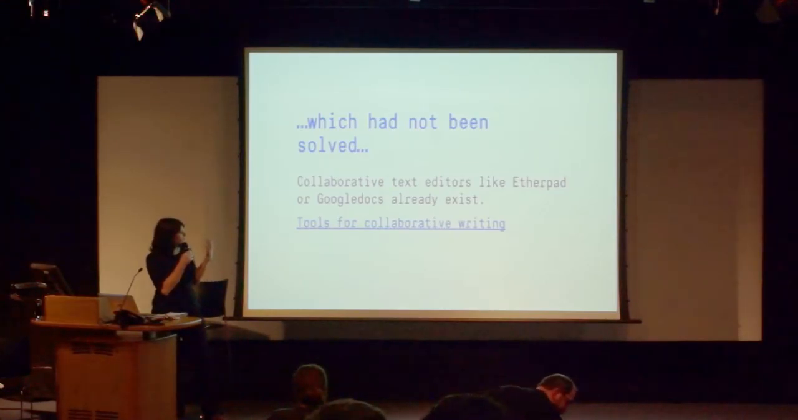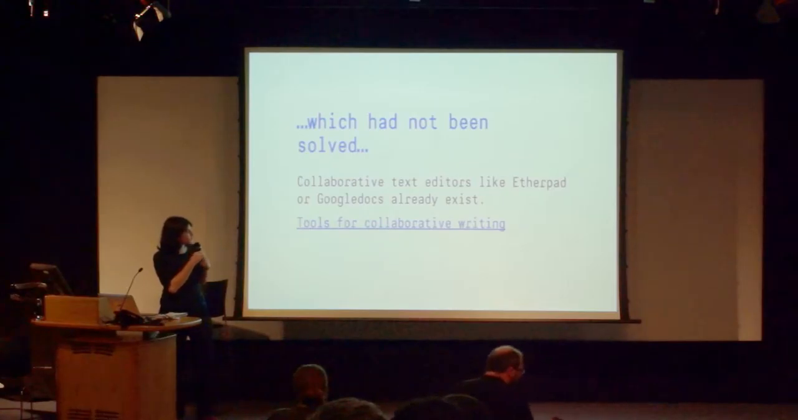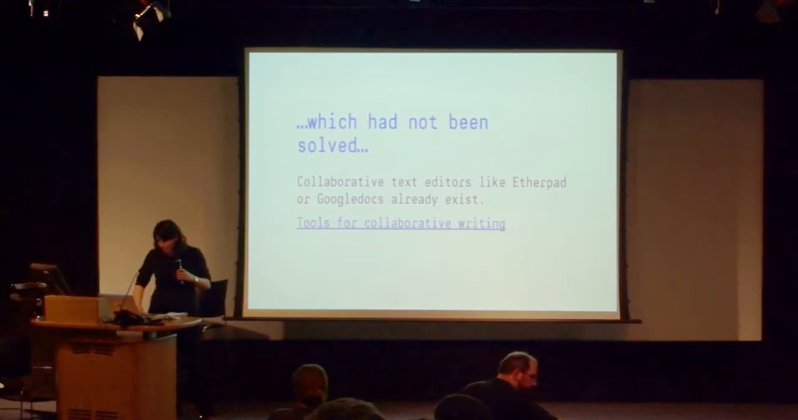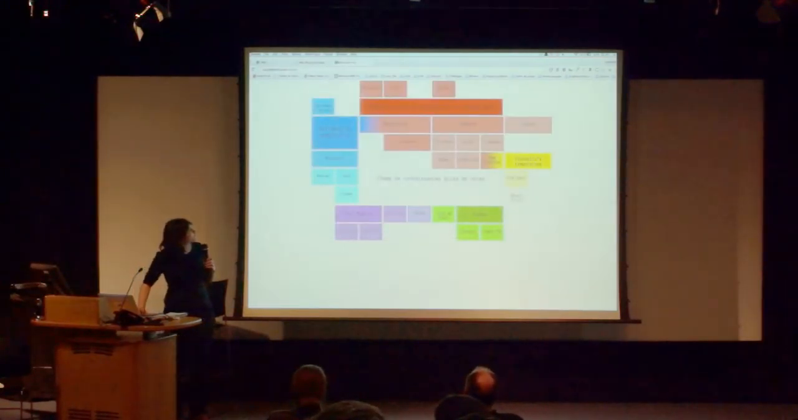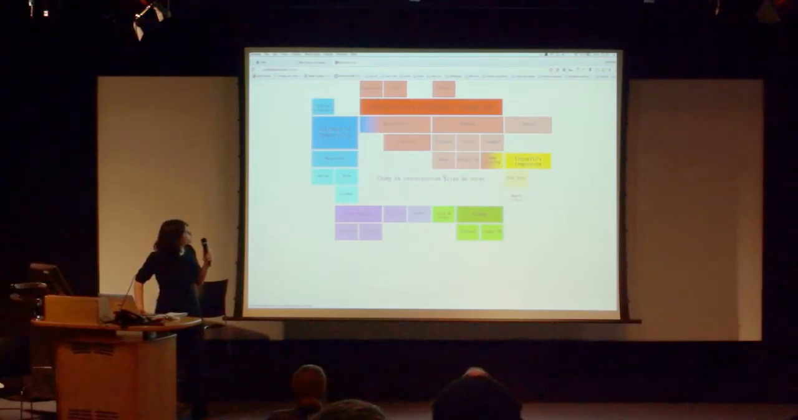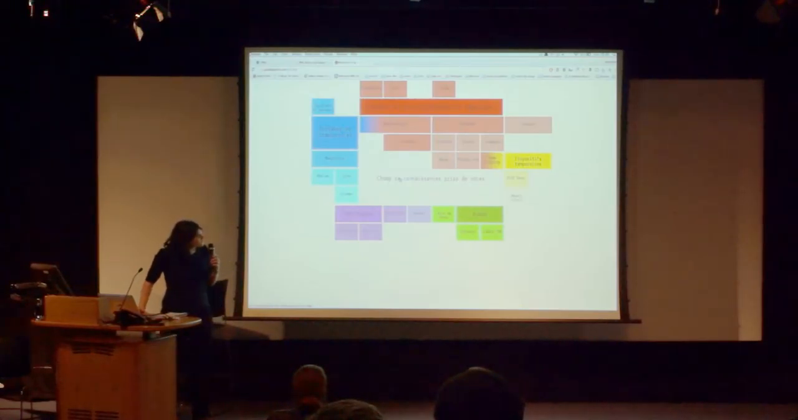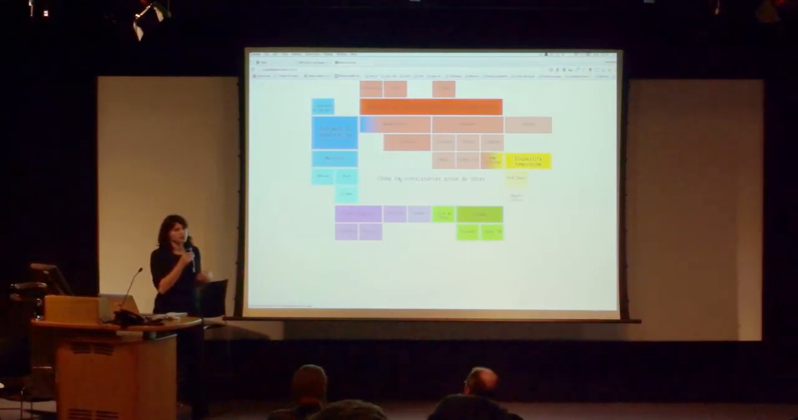Okay, so we know that there is some stuff like Etherpad or Google Docs that already exist. Not the same thing as what we want. So first, what we did, we made a website. We made a website like this one. This website, sorry, it's in French, is a website where we put all the different software and tools we found about writing together, writing collaboratively.